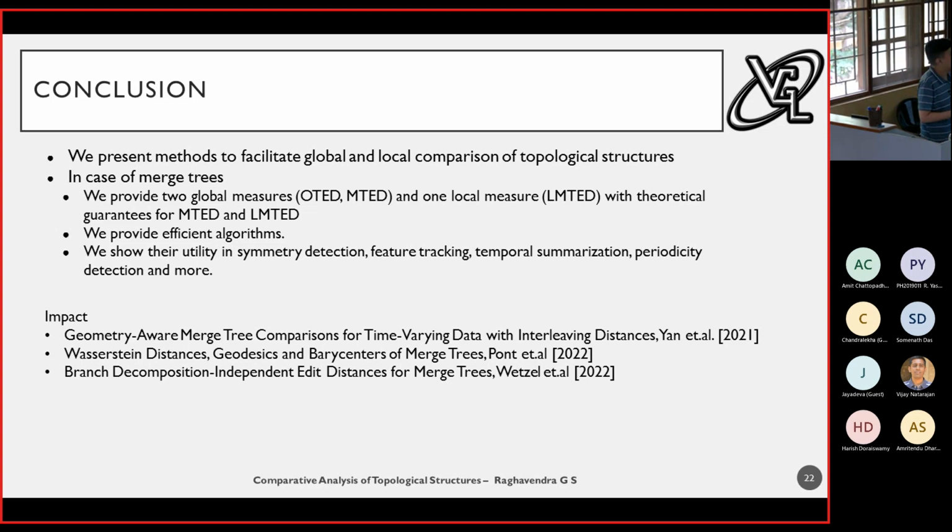So we want to highlight three of them. One is the geometry-aware merge tree comparison. The other is the Wasserstein distance between merge trees, and the branch decomposition independent edit distance for merge trees.